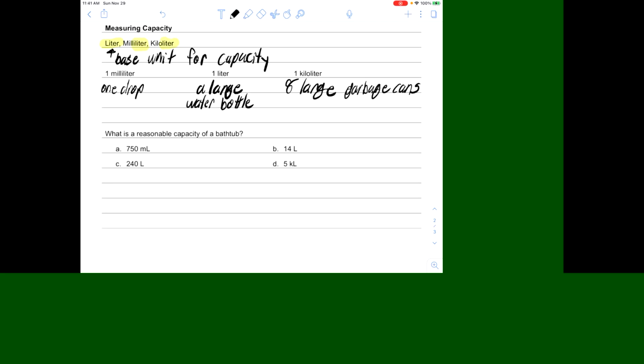And then 5 kiloliters. Well, if I had 8 large garbage cans times 5, so 40 big garbage cans down by the road, that would be like a whole pool. So that would work for a bath, but that wouldn't be a good size for a bathtub in your house. So in this case, the answer is C, 240 liters.